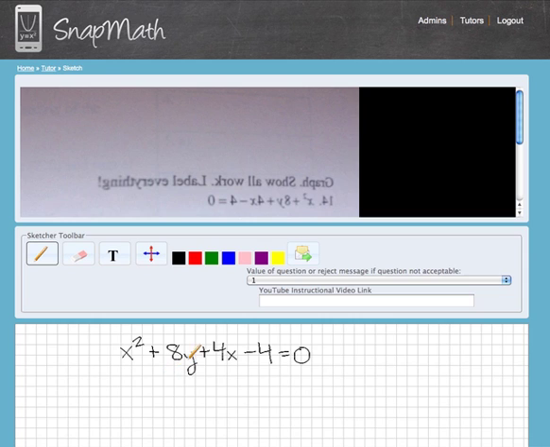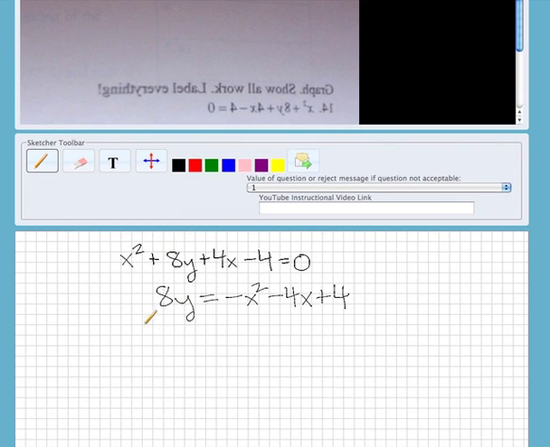Basically, what we're going to do, it's a parabola because it's an x squared, and I'm going to solve for y here. So I'm going to move the x squared, the 4x, and the negative 4 to the right side. So we'll get 8y equals negative x squared minus 4x and then plus 4. Okay, so at this point we just got to solve for y, so we divide everything by 8. Okay, and then we'll get y equals negative 1/8 x squared, negative 1/2 x, and then plus 1/2.